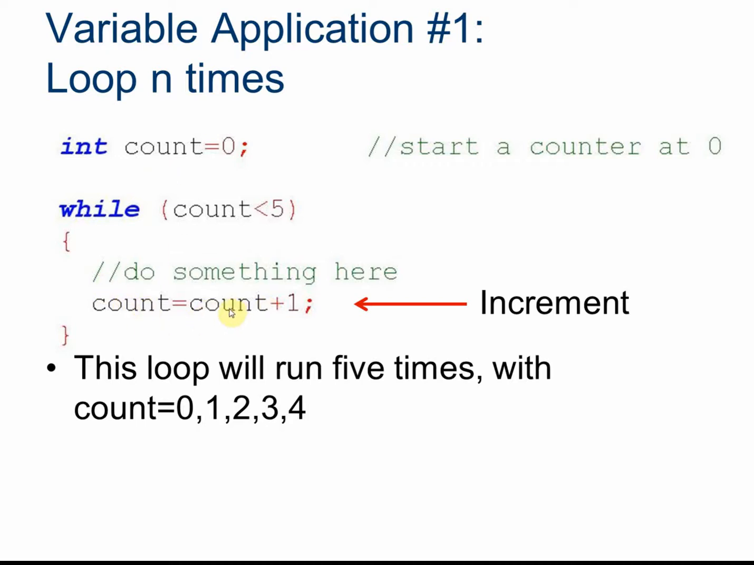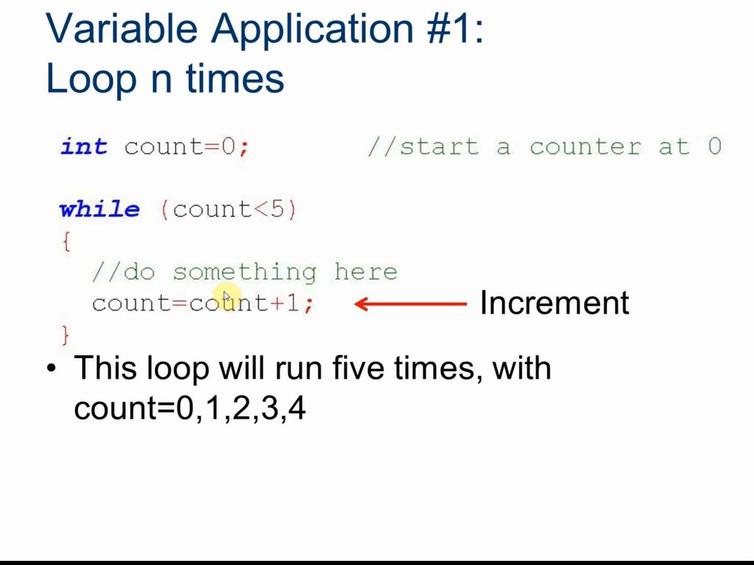So it's important to note a couple of things about this. First off, it's going to count 0, 1, 2, 3, 4. Once it hits 5, it's not going to fulfill this condition anymore because 5 is not less than 5, so it'll break out of this loop. So it is going to run 5 times, but it's going to go 0, 1, 2, 3, 4. It's also important to note that in this comment here where it says do something, we could put anything we wanted, and it would run that 5 times as long as we didn't mess with the count variable.